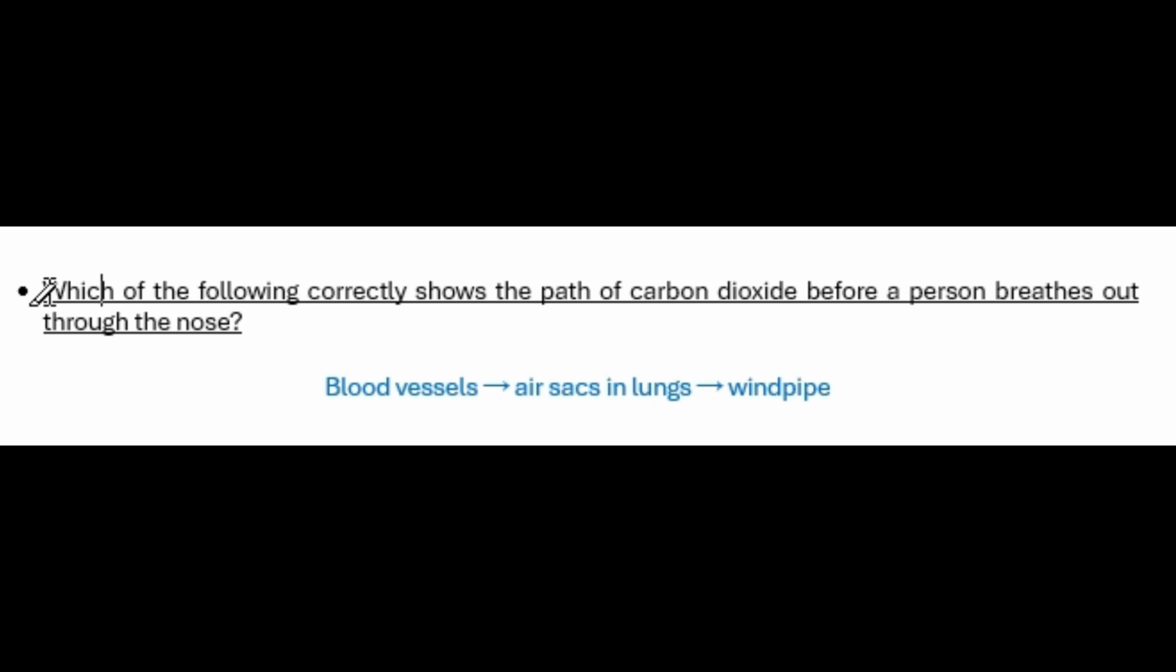Which of the following correctly shows the path of carbon dioxide before a person breathes out through the nose? Blood vessels, air sacs in lungs, windpipe.